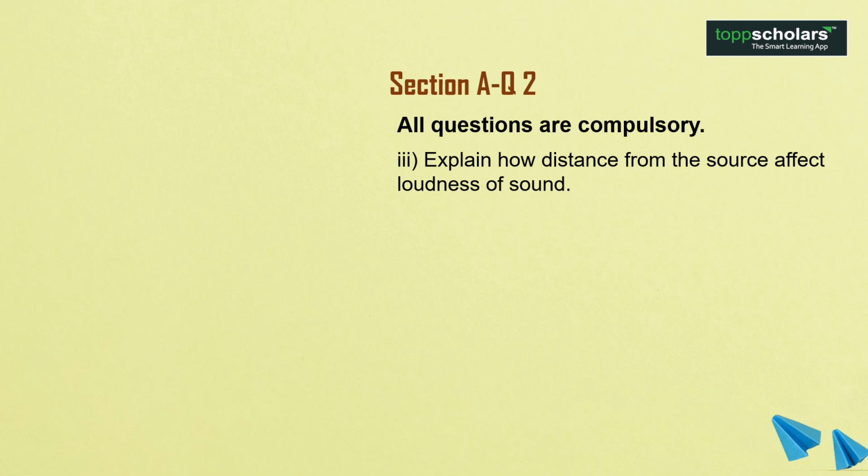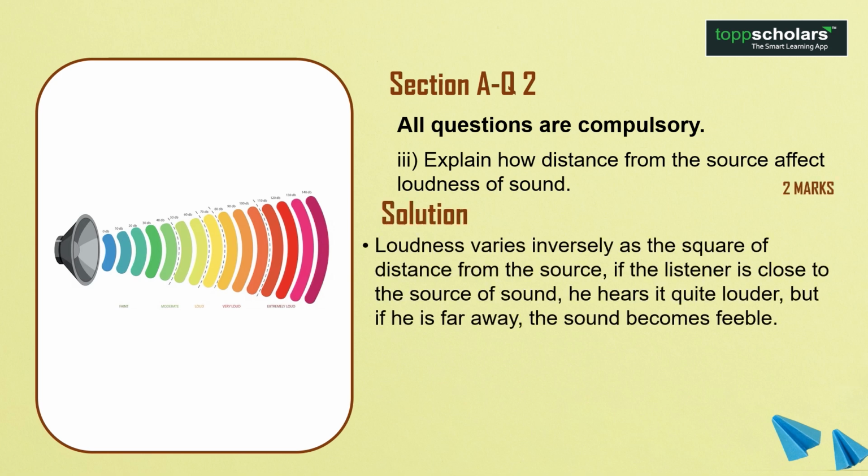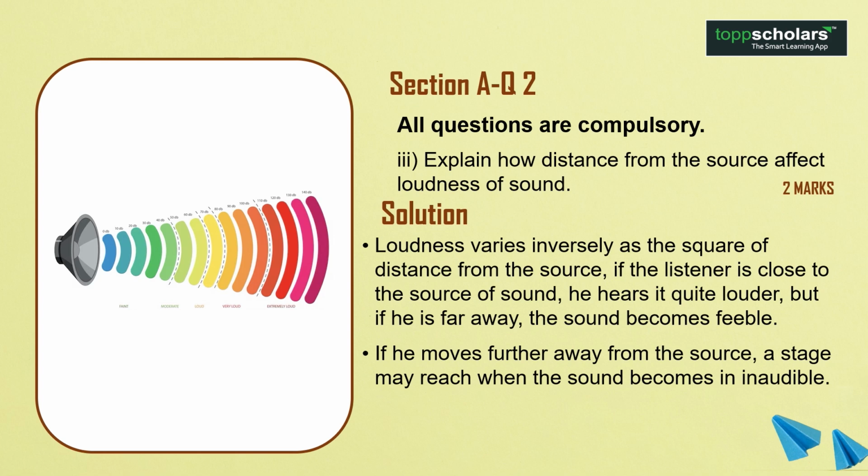The third question says, explain how distance from the source affects loudness of sound. Loudness, as we know, varies inversely as the square of distance from the source. If the listener is close to the source of the sound, he hears it quite louder, but if he is far away, the sound becomes feeble. If he moves further away from the source, a stage may reach when the sound becomes inaudible. So we can say that the closer the source, the louder is the sound. This is the explanation for how distance from source affects loudness of sound.